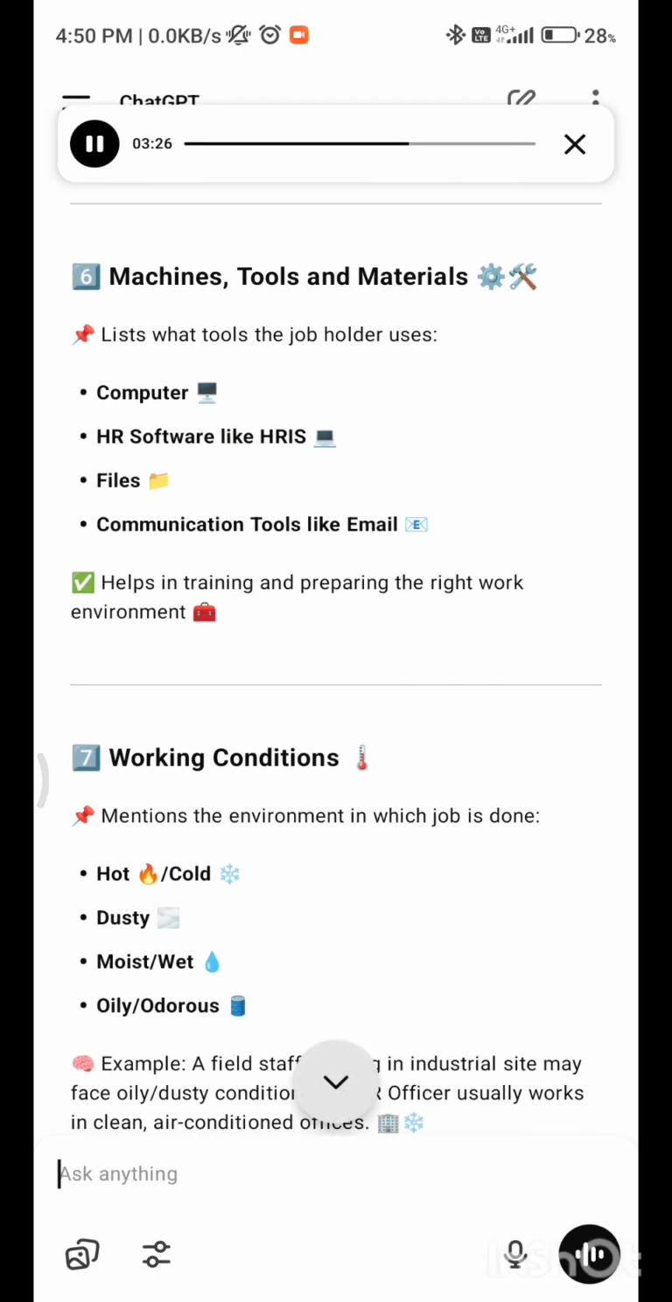6. Machines, tools, and materials. Lists what tools the job holder uses. Computer, HR software like HRIS, files, communication tools like email. Helps in training and preparing the right work environment.